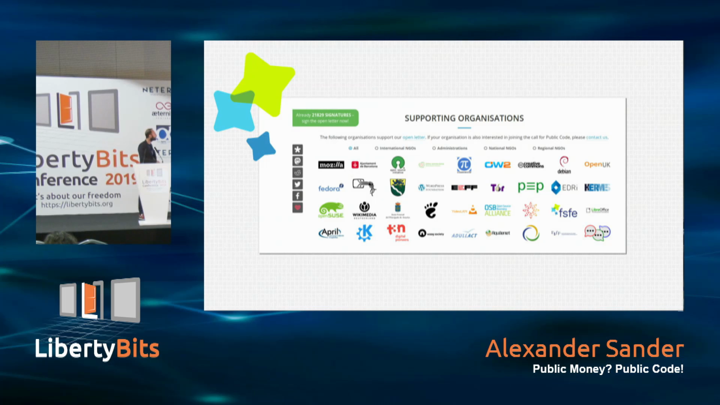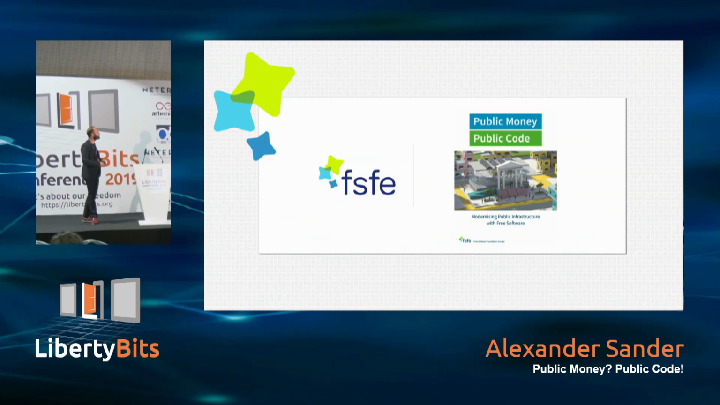So we are having loads of supporting organizations who help us in spreading the word. And we also have some administrations who already support us, like the city of Barcelona. There's another small village in Germany, and also the government of Asturias, a region in Spain, supporting our campaign and switching to free software. We have organizations like Mozilla, OpenSUSE, April from France, and so on. It's like 150 organizations who already support our campaign and nearly 20,000 individuals.